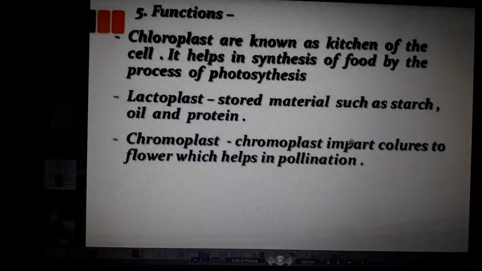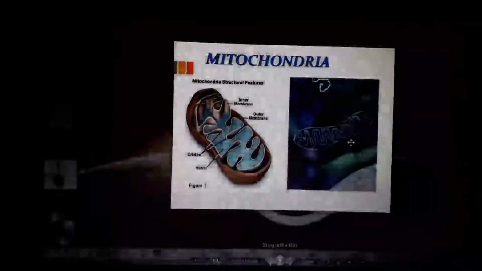Leucoplasts store materials such as starch, oil, and protein. Chromoplast contains what? It contains chlorophyll. And chromoplasts impart colors to flowers, which help in pollination. Mostly the green color of the plant is because of the chloroplast or chromoplast presence inside the plants. So these are the two plastids.